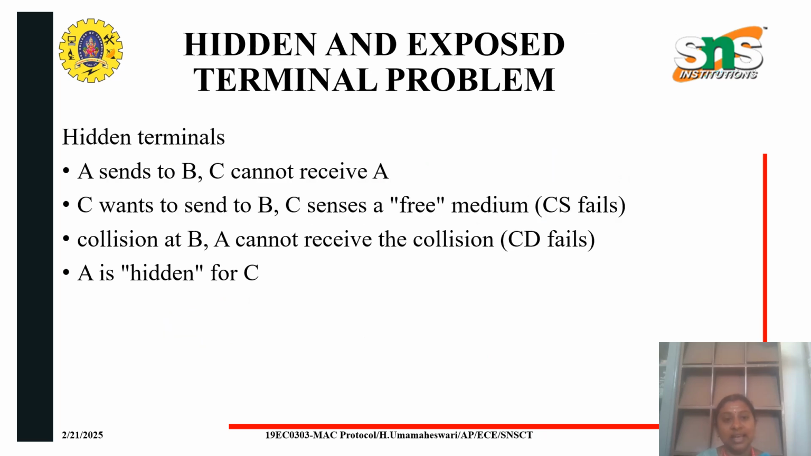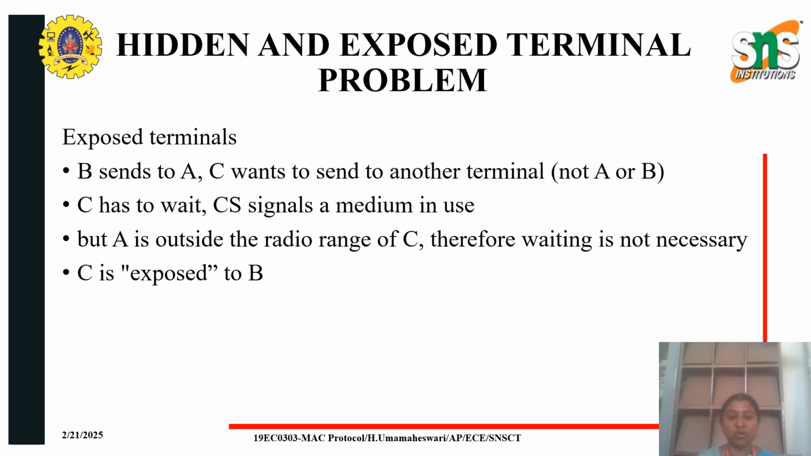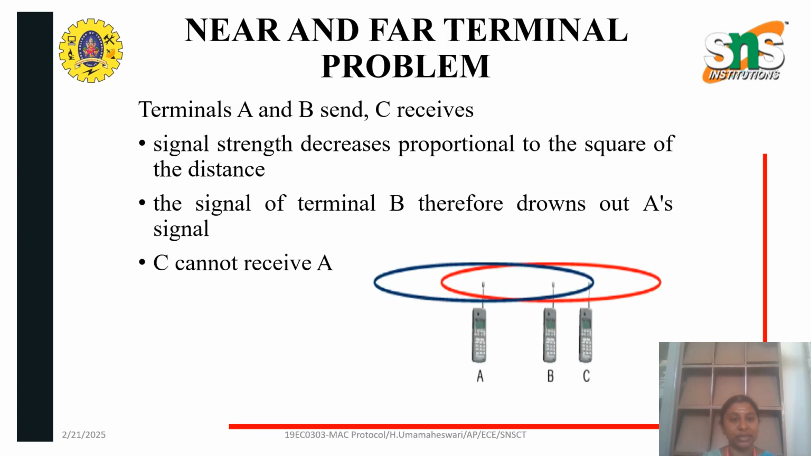The next one is the hidden terminals, where A sends to B, and C cannot receive A. C wants to send to B, and C senses a free medium. Collisions occur at B, where A cannot receive the collision, so A is hidden for C. In exposed terminals, B sends to A, and C wants to send to another terminal. So C has to wait, since C senses the medium in use, but A is outside the radio range of C. Therefore, waiting is not necessary. That's why C is exposed to B.